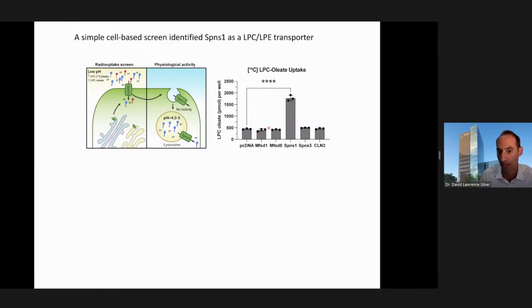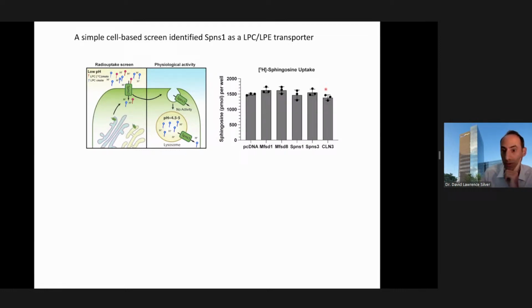And lo and behold, in our assay using C14 LPC oleate, SPINS1 was the only one in this group of known lysosomal transporters to transport an LPC. We tested sphingosine. Given the nomenclature of SPINS, it was considered a putative sphingosine transporter. That's not the case. It does not transport sphingosine, and I'll show you with more analysis that it doesn't transport lipids containing sphingosine as a base.